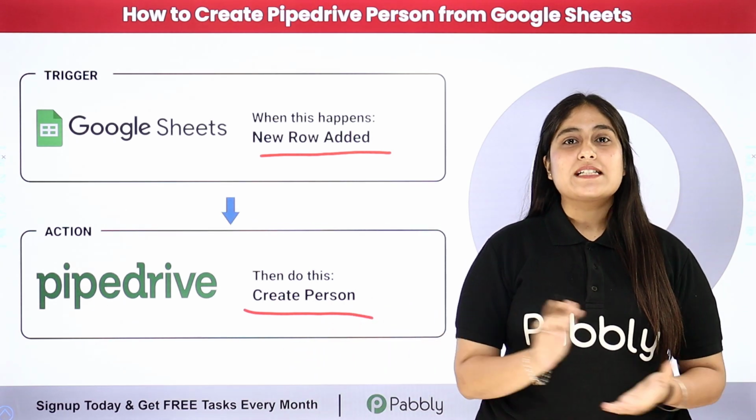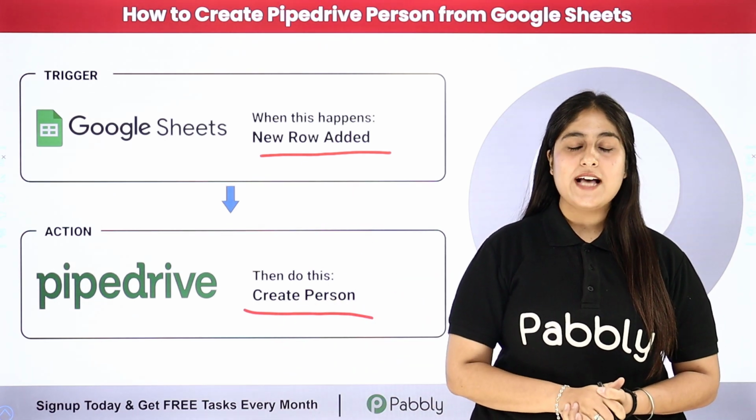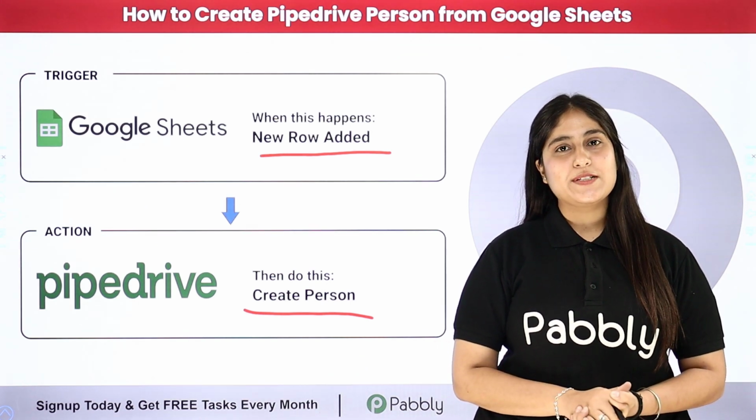lead. To build this connection, I need to connect these applications using an automation software named Pabbly Connect. To learn this process step by step, let me take you to my screen.